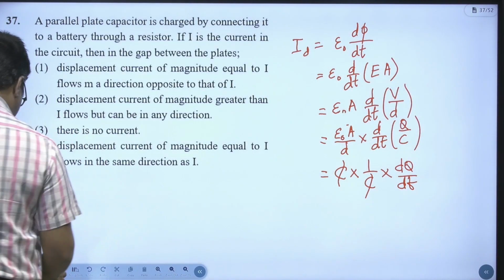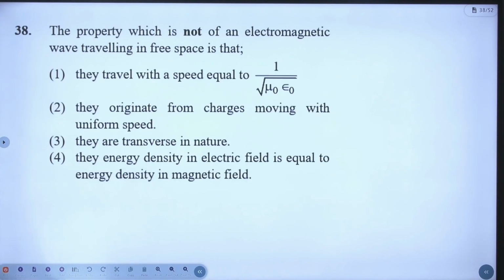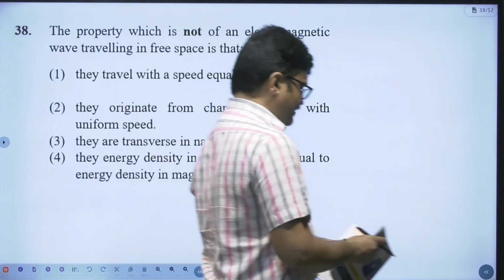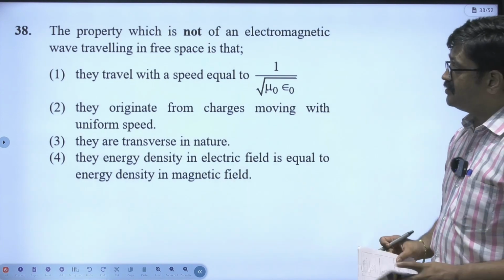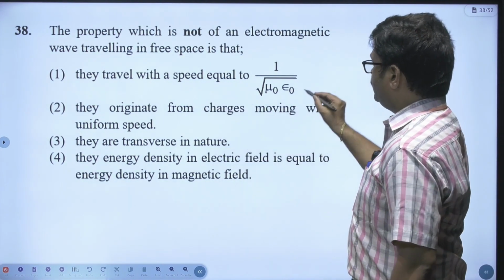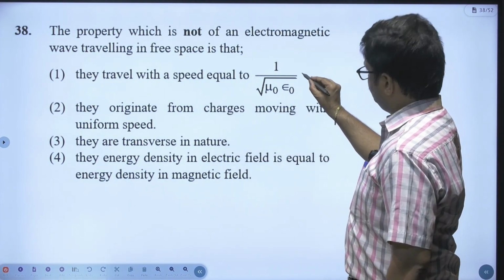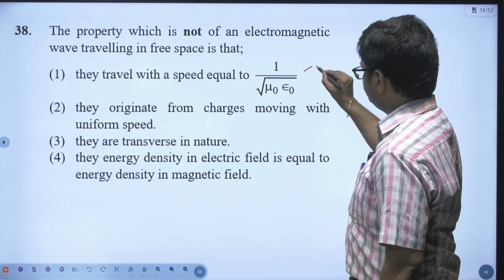Now let me quickly move on to the next question, the 38th question. The property which is not of an electromagnetic wave traveling in free space is that. So which property is not matching? If we just consider here, they travel with speed equal to mu naught into epsilon naught. This is correct here. Okay.